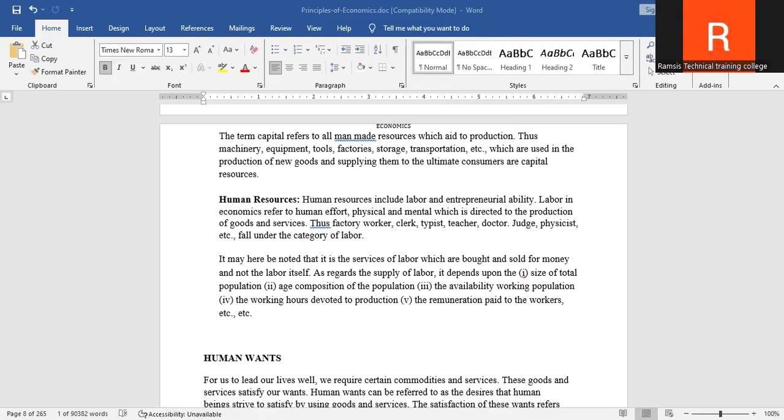Then we have what we call consumer sovereignty. This refers to the freedom of individuals and households to decide for themselves what they want to buy in a given market. So this gives individuals a choice on what they want to buy in a given market, and there are no restrictions in that case.